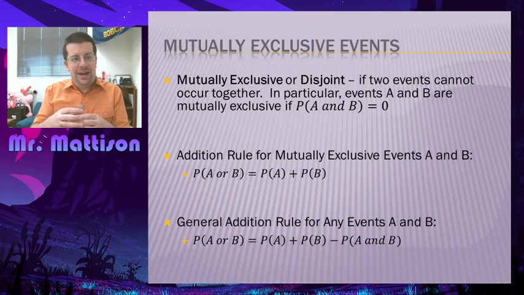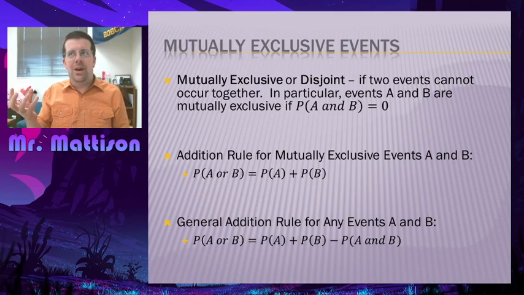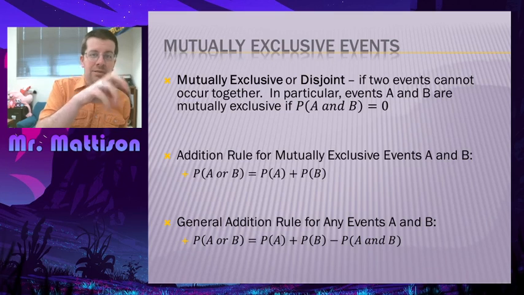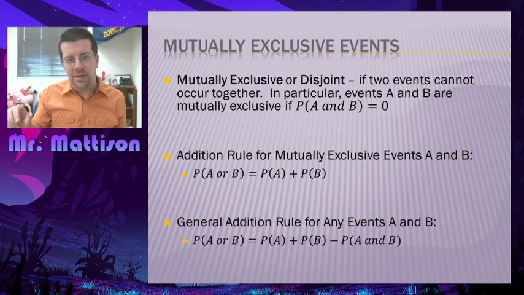So that's 26 out of 52. Then my probability of drawing a face card is 12 out of 52. But I can't just add those up, because there are certain cards which are being counted twice. All of my red face cards are being counted in my probability of drawing a red. They're also being counted in my probability of drawing a face card. So I'm counting those twice, so I'm getting more than I need.